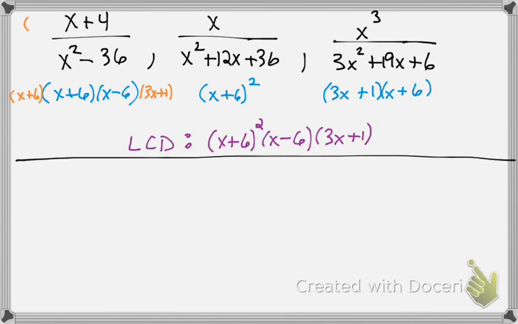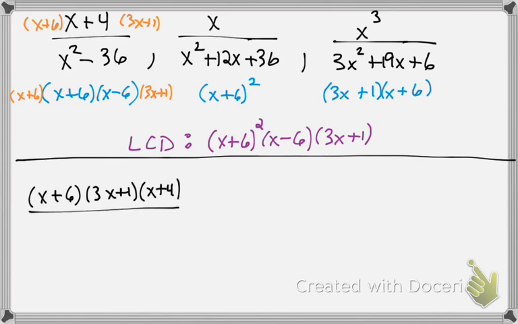So if that's what's missing, I multiply it in, which means multiply it into the numerator as well. So that's x plus 6, 3x plus 1 times x plus 4 over x plus 6 squared, x minus 6, 3x plus 1. Do you see how I identified what was missing and what was needed to get it over the LCD? Is that part okay? For the moment, we're not doing anything more with it. We're just identifying.